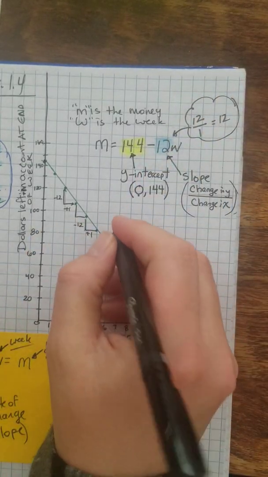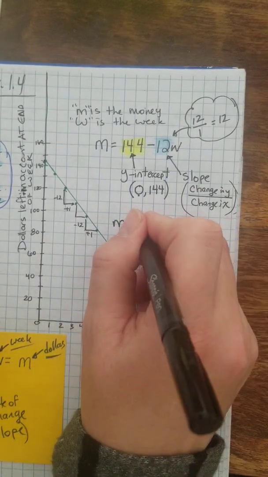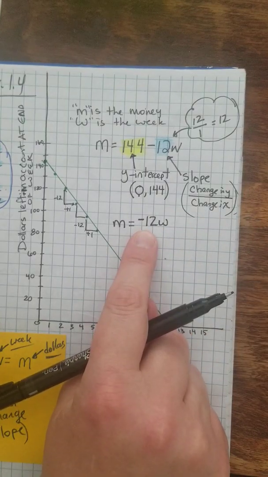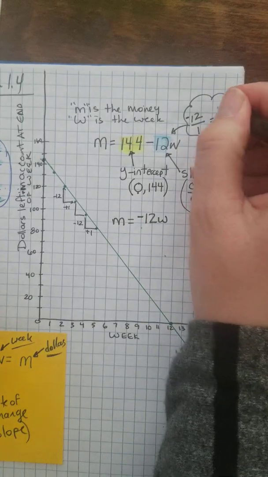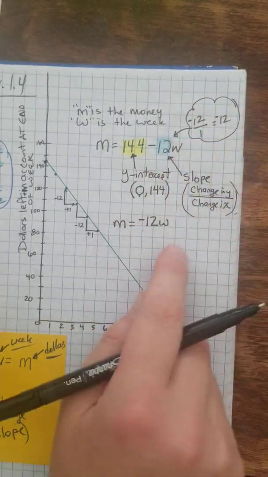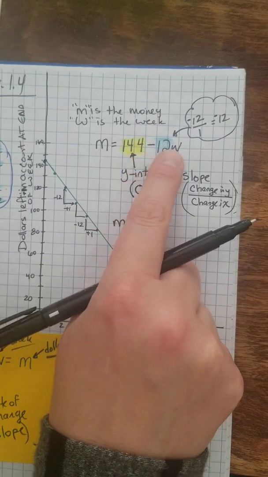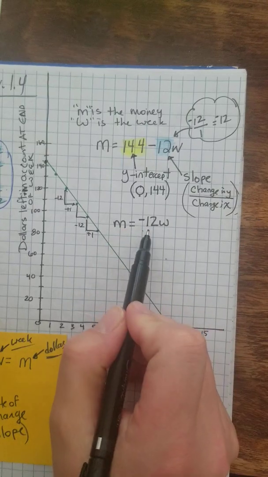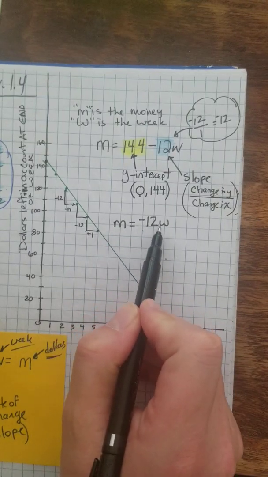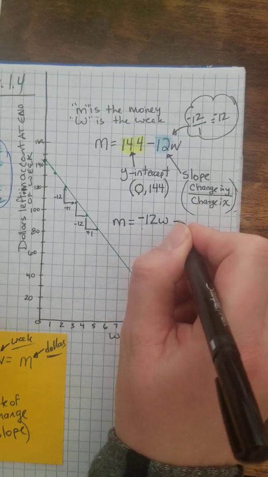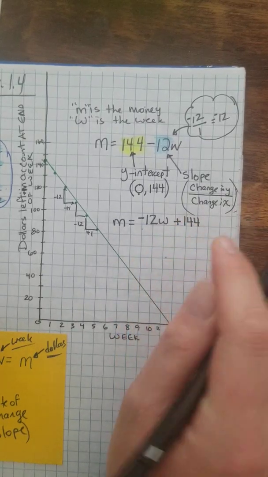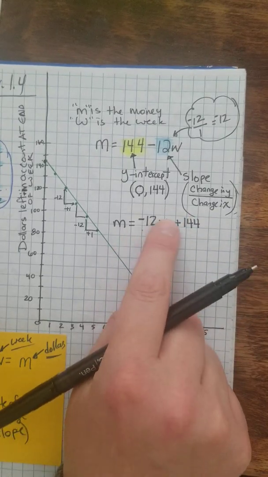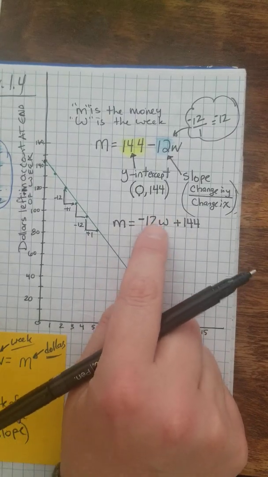The other thing you could have done, you could have had m is equal to negative 12 times w. Since we are going down, I'm sorry, this up here should have been negative 12. Negative 12 over 1. So it's like we're adding a negative, or that is the same as subtracting. So that's how it's represented here. You could also write it as the money is equal to negative 12 times the weeks plus $144. So we start with $144, and then what happens is we're adding a negative every single time that we go down.